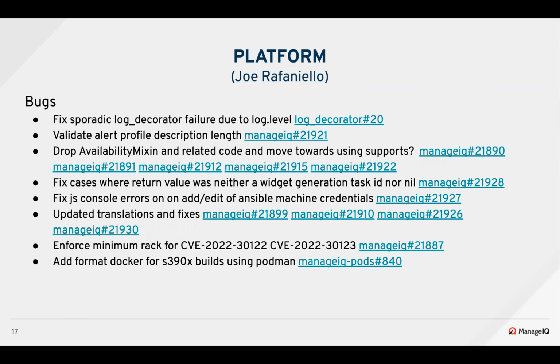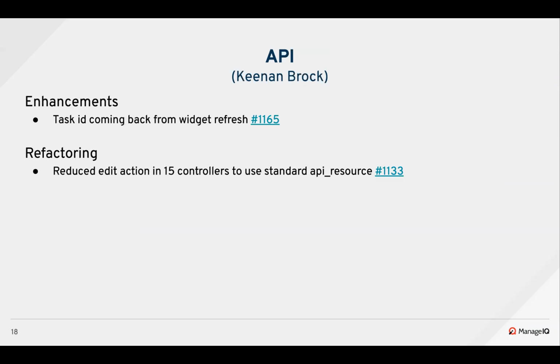I added a change to enforce the minimum rack version for security fixes. This version was already supported and in use in our builds, but wasn't required. Now it's the minimum version. Jason fixed issues where the images created by Podman on S390X were not in the correct V2 image format. That was causing issues later when creating multi-architecture image manifests. Next slide, and on to Keenan for the REST API.